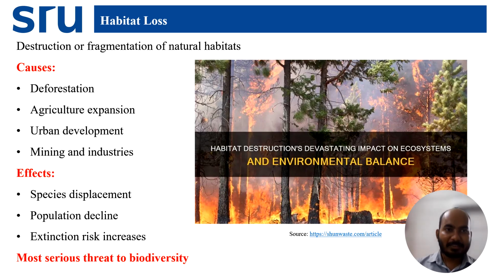And what are the effects? From the slides, you can see the important effects, which are species displacement, population decline, and increased extinction risk. Right, so these are the main effects of habitat loss, one of the most serious threats to biodiversity. When habitats are destroyed, species lose their food, shelter, and breeding sites. As a result, populations decrease and the risk increases.